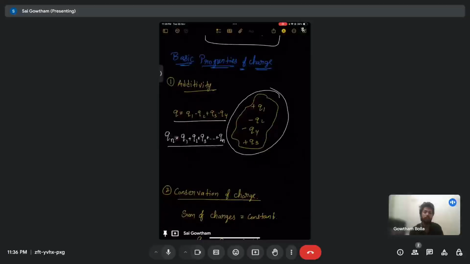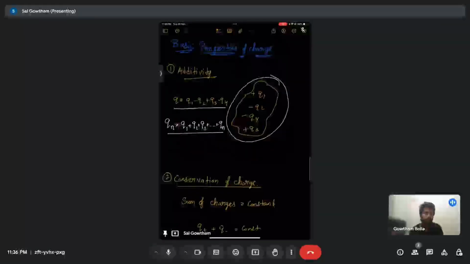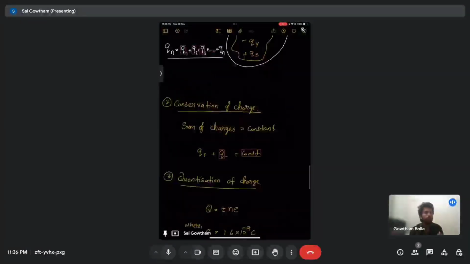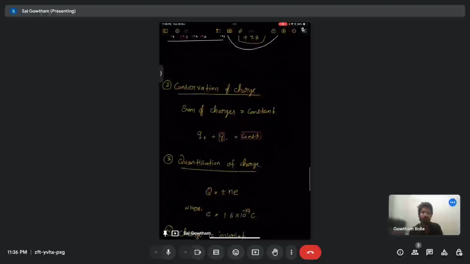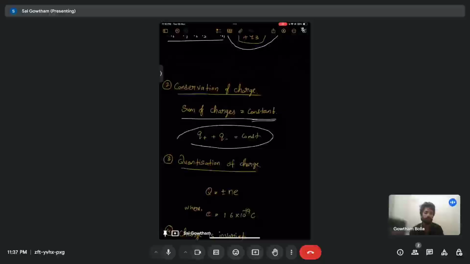The next property of charge is the conservation of charge. Conservation of charge means the sum of the charges is constant. We can come to this conclusion by seeing that charge can neither be created nor destroyed. Thus, the sum of charges remains constant. That is, q plus and q minus always remain constant. That is, the net charge, the sum of the charges, will always remain constant.